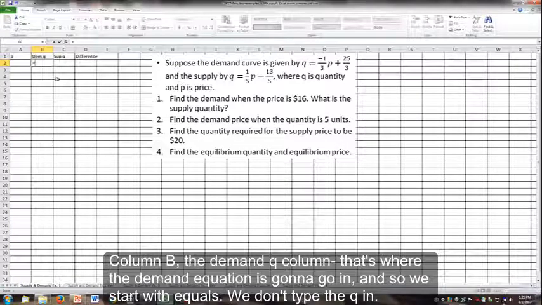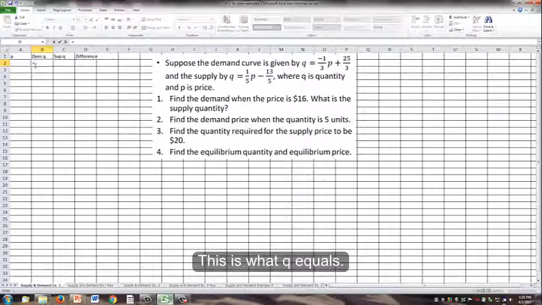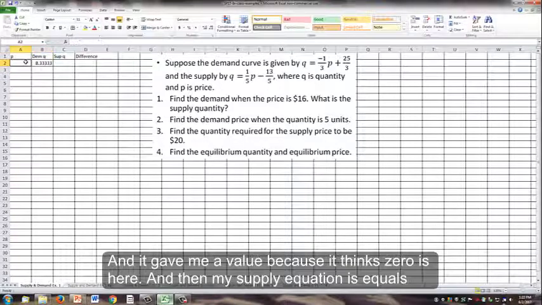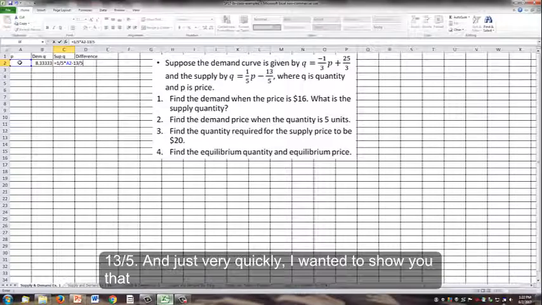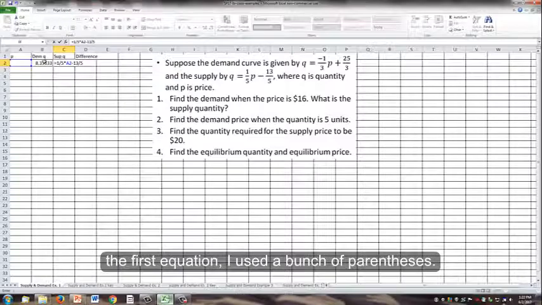We don't type the Q in. This is what Q equals negative 1 divided by 3 times P. So we'll click on cell A2 plus 25/3. And then hit enter. And it gave me a value because it thinks 0 is here. And then my supply equation is equals 1/5 times A2 minus 13/5.